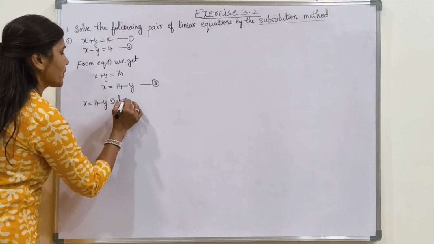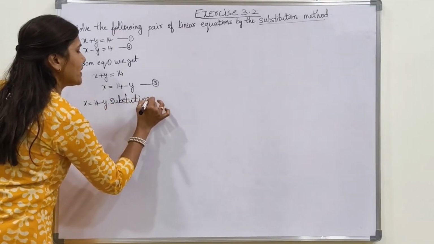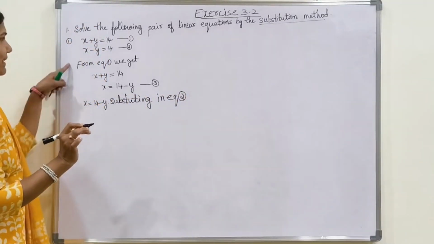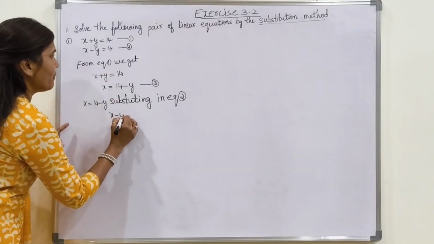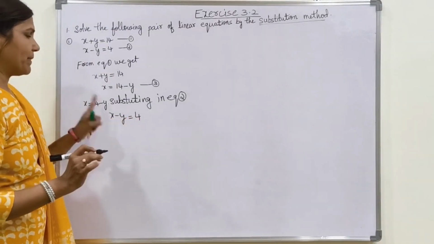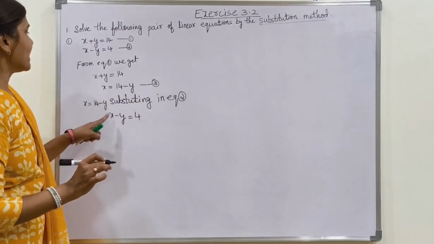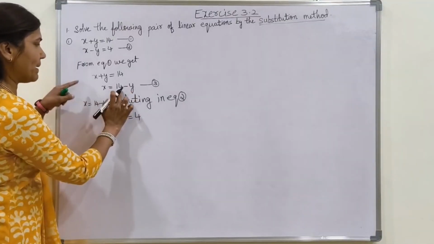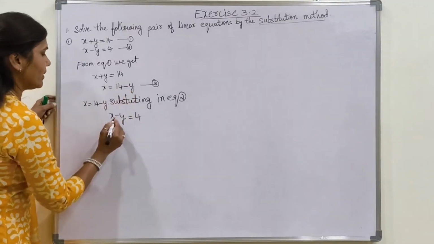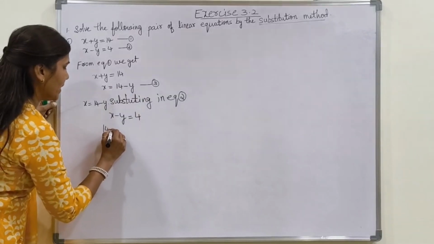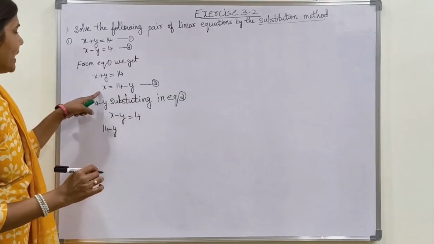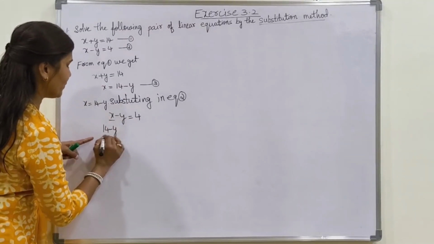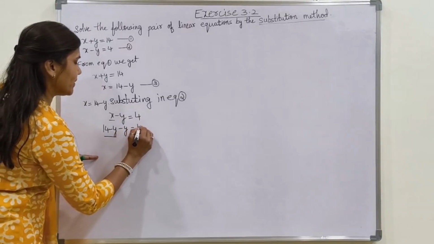Now you write x is equal to 14 minus y, substituting in equation 2. The second equation is x minus y equal to 4. See here, this x value is 14 minus y. In this x place I am substituting 14 minus y, and minus y is written as it is, equal to 4.